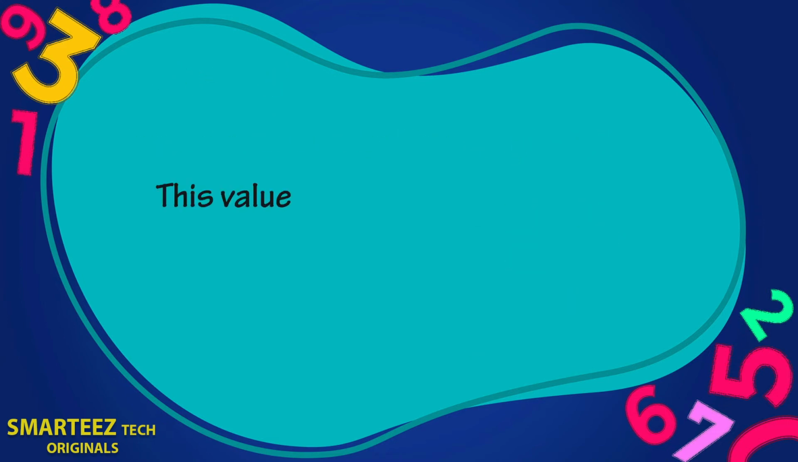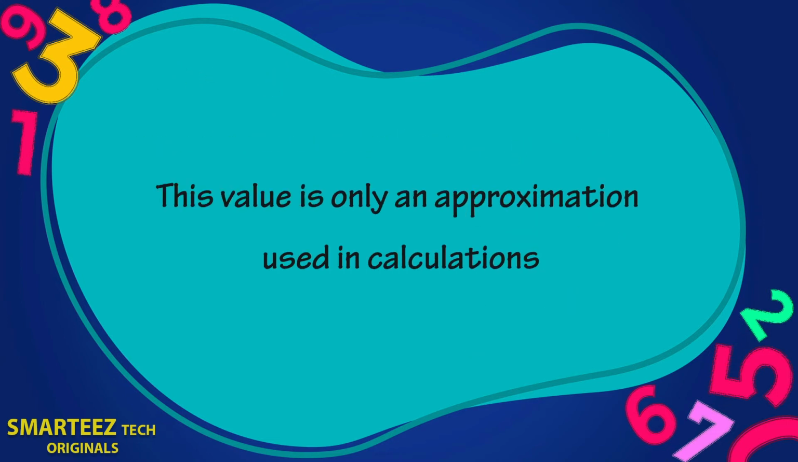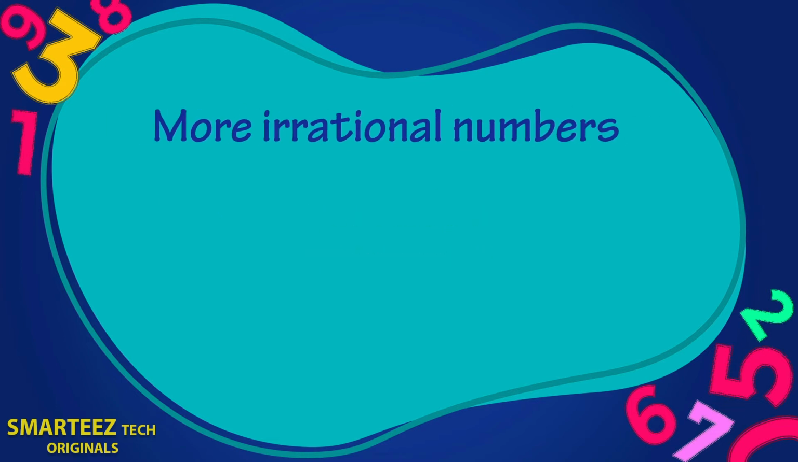We should realize that this value is only an approximation for calculating the perimeter or circumference of a circle. If we measure the circumference of a circle whose diameter is 14 centimeters more precisely, we'll see the value to be different than what we have computed here. Let's see some more irrational numbers.